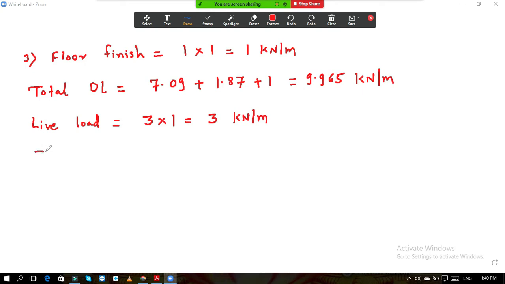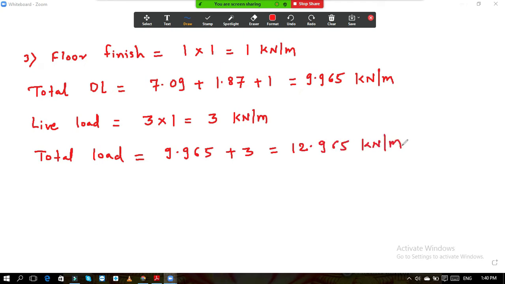Then now total load. The total load is equal to total dead load, that is 9.965, plus 3, that is live load, which is equal to 12.965 kilonewton per meter. This is our total load.